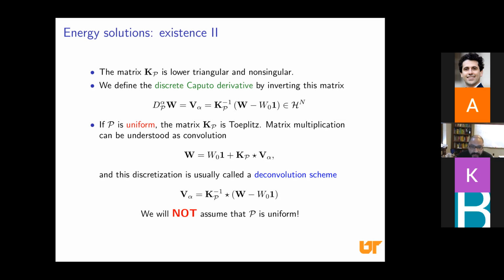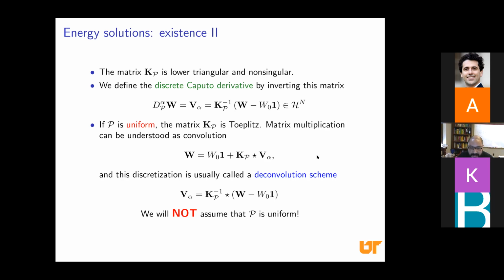So we only need to know how to invert this matrix, and we only need to know properties of that inverse to be able to define a fractional minimizing movement scheme. It turns out that, for instance, if my partition is uniform, my matrix is going to be Toeplitz, and so matrix multiplication by this matrix can be thought of as a convolution of sequences. And so inverting this matrix can be thought of as deconvolution. In the literature, there are a lot of deconvolution schemes that are based on this idea.